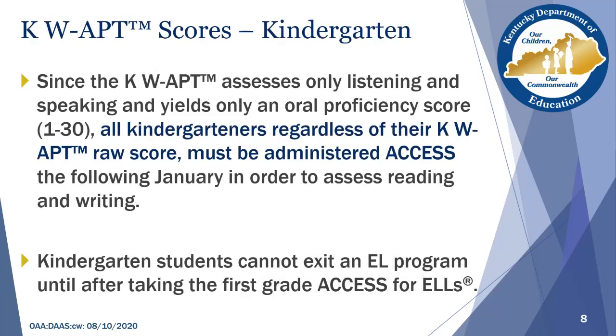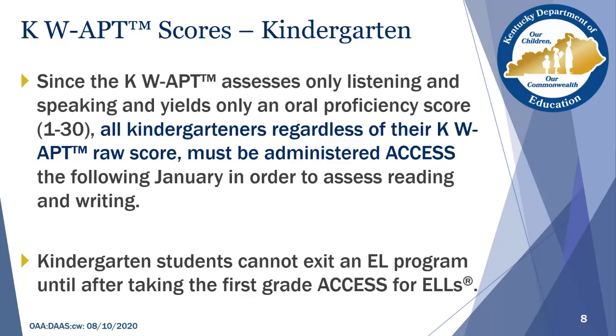Now, what do we do with our kindergarten students? We give them the Kindergarten WAPT, which is the WIDA ACCESS Placement Test. They are not going to get what we call a proficiency score. They're not going to get an overall composite. They're going to get what we call oral proficiency, because remember, our kindergarten students are not going to take all 4 domains of the screener.